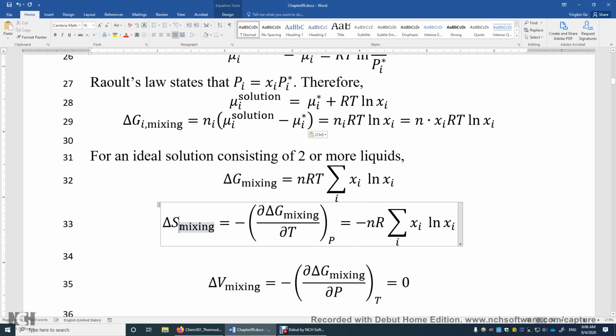It's impossible. After you mix two components, the entropy change should be positive. Why is this positive? Very simple. x_i is always less than 1. So this ln part is always negative. Therefore, this product is always negative. The sum of negative numbers is negative. And then this negative sign tells us the entropy change in a mixing process is positive.